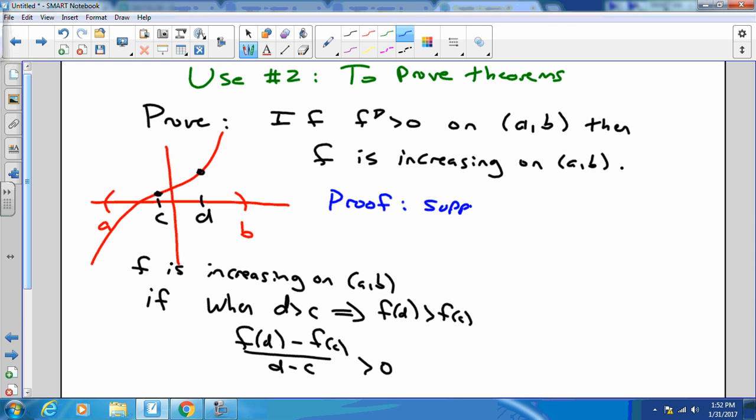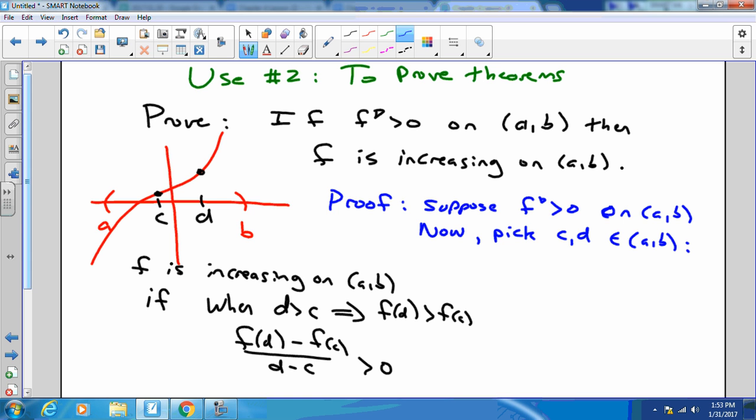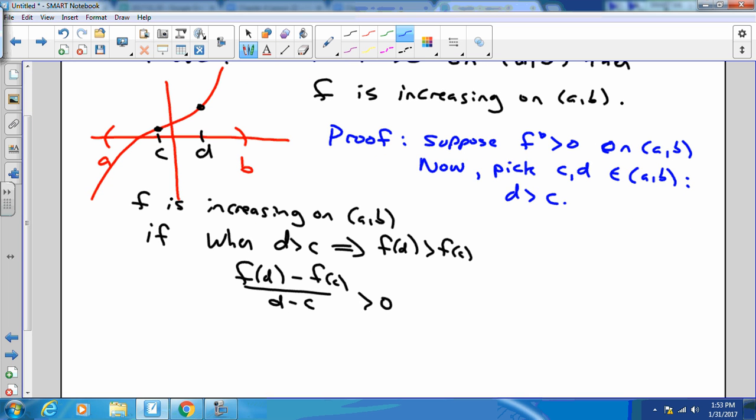All right, well, here's our proof. Suppose that f prime is greater than 0 on the entire interval a to b. Now, pick any two points c and d in a to b such that d is bigger than c. I think you all agree that I can do that.